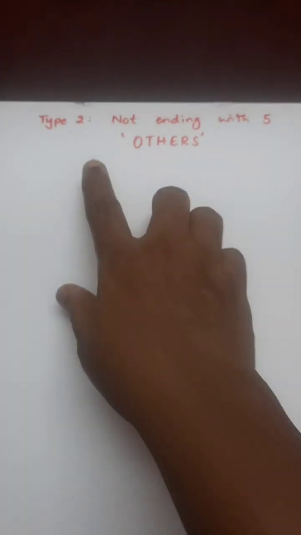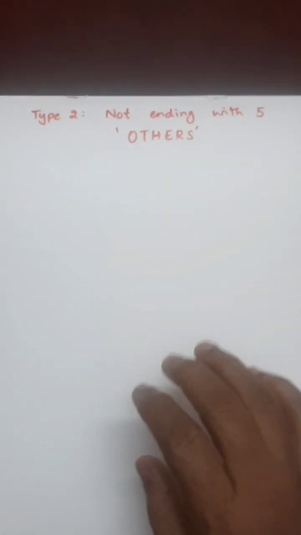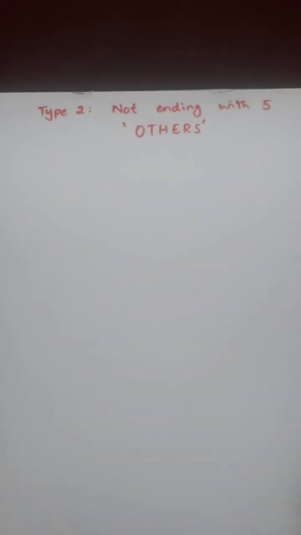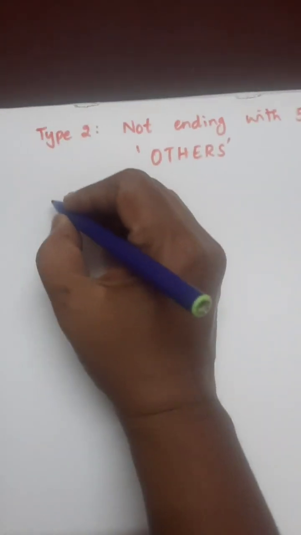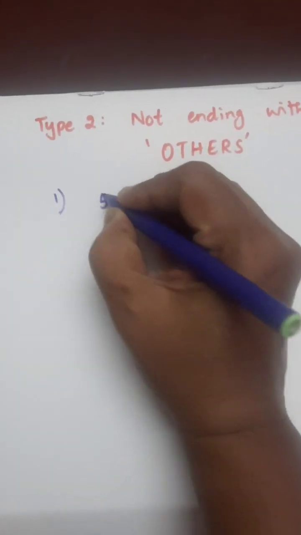The second type is numbers not ending with 5. We can call it others also. Type 2, not ending with 5, that is others.